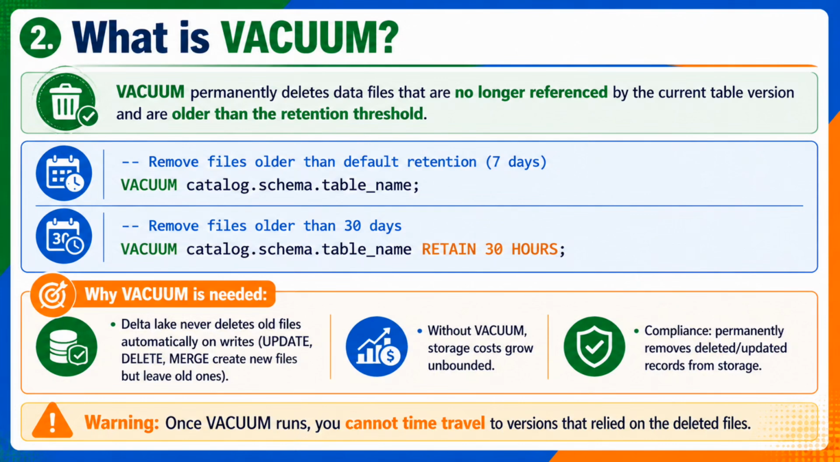But there is an important warning. Once Vacuum permanently deletes files, you cannot time travel to table versions that depended on those deleted files. So, Vacuum is an important Delta Lake maintenance operation for controlling storage, but it must be used carefully because the deleted files cannot be recovered through Delta Lake time travel.